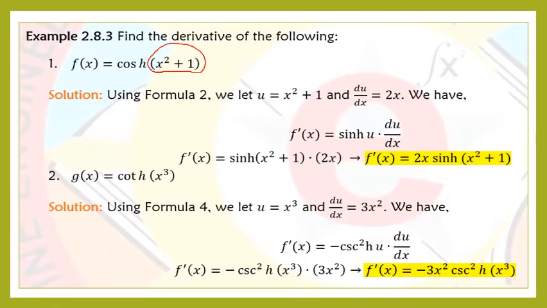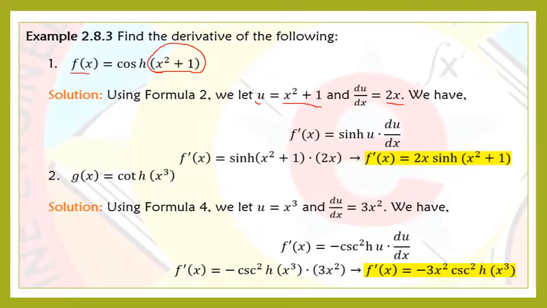Using formula 2, we let u equal x squared plus 1 and then get the derivative of u. The derivative of x squared plus 1 is 2x. So du over dx, which means the derivative of u with respect to x. Because our function is u in terms of x, we have f prime of x, since f is the function used here.